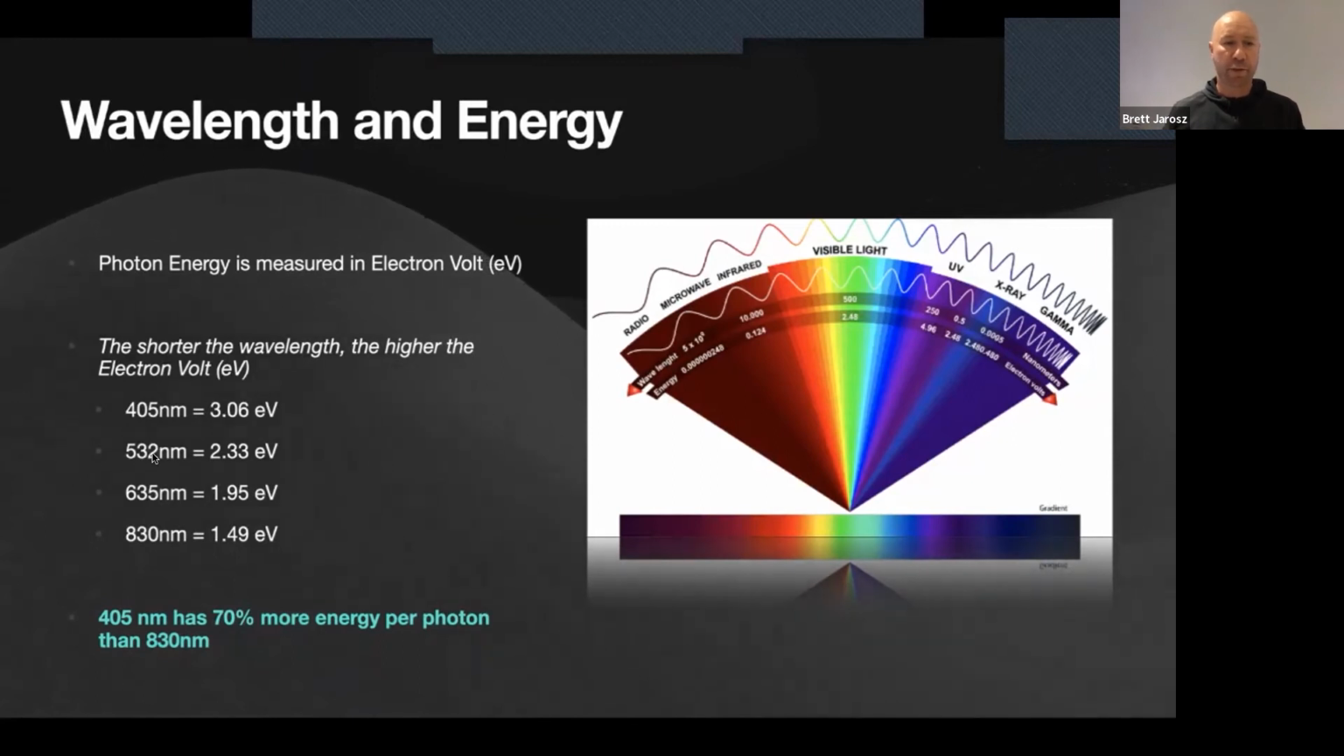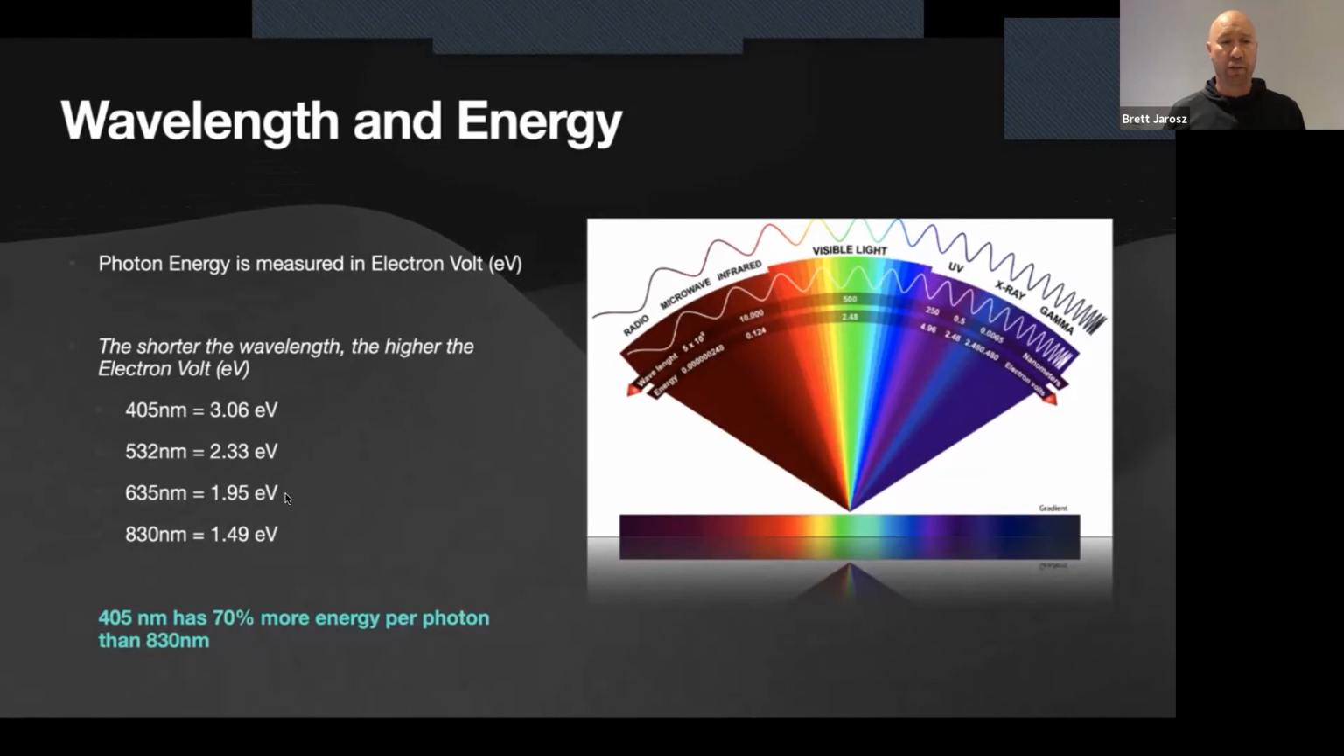The 532 nanometer, that's the emerald from Zirconia. I'll touch base on that a little bit. So that's the green-blue type color. We can see that has 2.33 electron volts. Then the 635 nanometer, again, that is the red that's in the EVRL. That is the red wavelength that's used across all of the Zirconia devices. That has 1.95 electron volts.